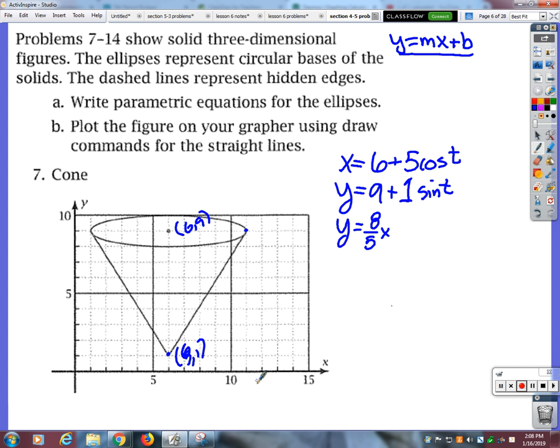Okay, so then the way that we find the y-intercept is you take the y-coordinate of this point right here, which is 1, and you plug that in for y, right? You take the slope, which is 8/5, and plug that in for m. You take the x-coordinate of that point, which is 6, and plug that in for x, and then you solve that for b. Okay?